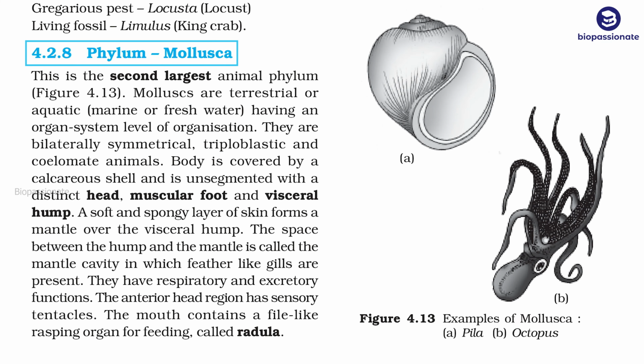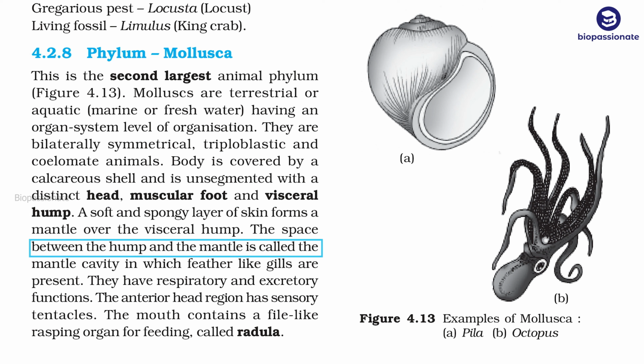4.2.8 Phylum Mollusca. This is the second largest animal phylum, figure 4.13. Mollusks are terrestrial or aquatic, marine or freshwater, having an organ system level of organization. They are bilaterally symmetrical, triploblastic, and coelomate animals. Body is covered by a calcareous shell and is unsegmented with a distinct head, muscular foot, and visceral hump. A soft and spongy layer of skin forms a mantle over the visceral hump.